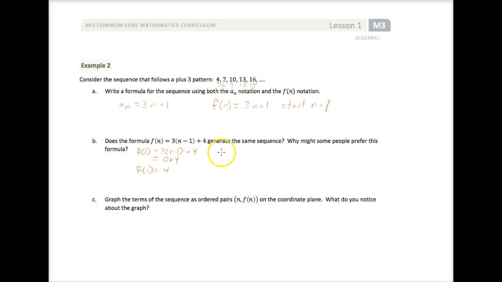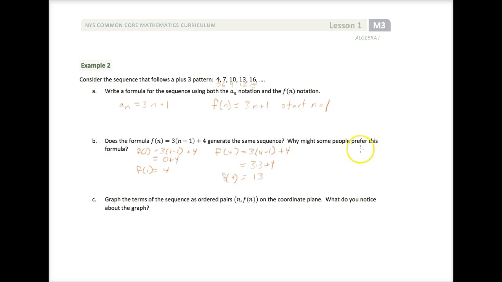We don't need to go through all of them, but why don't we try f of 4, which we see up here is 13. Let's see if we can get 13. 3 times (4 minus 1), I'm just putting in 4 for the n both times, plus 4 equals 3 times 3 plus 4, which is 9 plus 4, which is 13. So f of 4 equals 13.